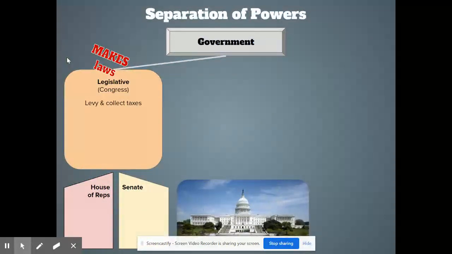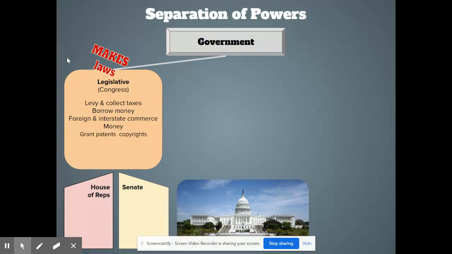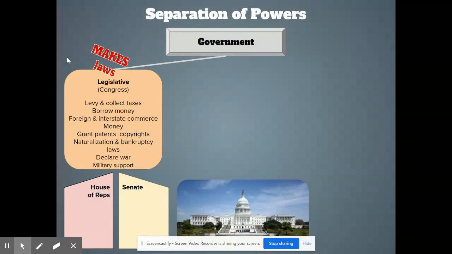The powers of Congress are to levy and collect taxes, to borrow money, control foreign and interstate commerce, printing money, granting patents and copyrights, naturalization and bankruptcy laws, declaring war, and supporting the military financially. There's many more powers of the legislative branch, but those are just a few.